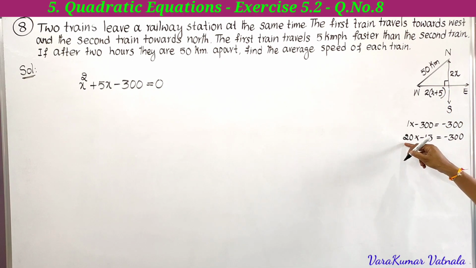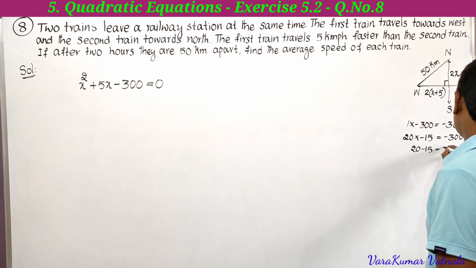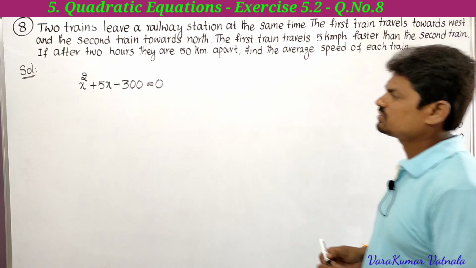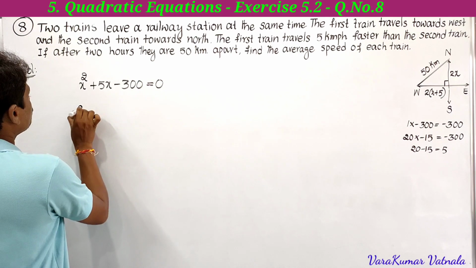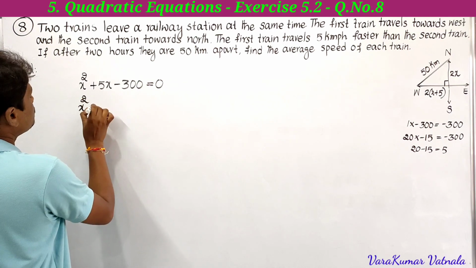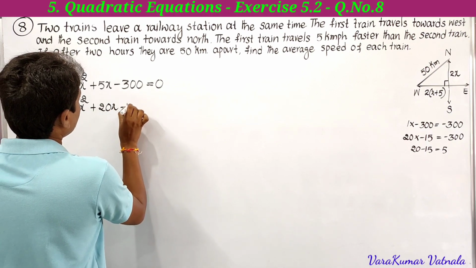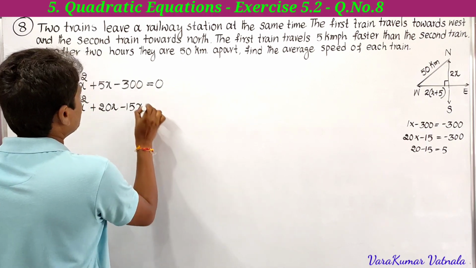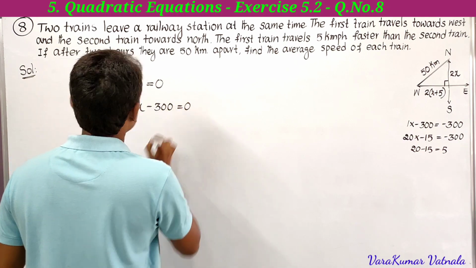15 twos are 30, so here 20 is there, 300. And 20 minus 15 is equal to plus 5. So plus 20 and minus 15 are the factors. Here write the x square as usual, and this plus 5x can be written as plus 20x minus 15x, and write minus 300 as usual is equal to 0.